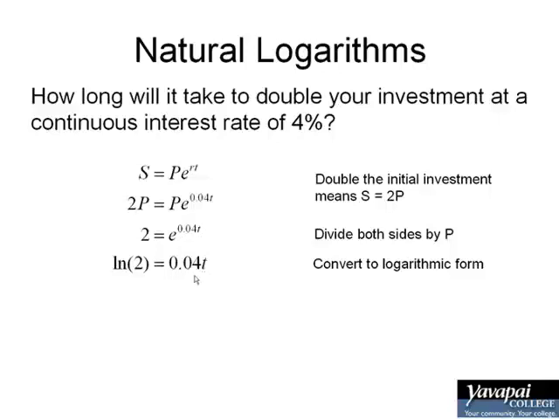To get the t by itself, I need to divide both sides by 0.04, so I get ln of 2 divided by the interest rate, 0.04, equals t. And if I work that out on my calculator, I'll get that it's approximately 17.3, and in this case we're talking about years. So if you have a 4% interest rate, it'll take you approximately 17.3 years to double your money.